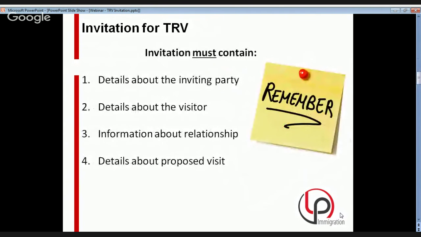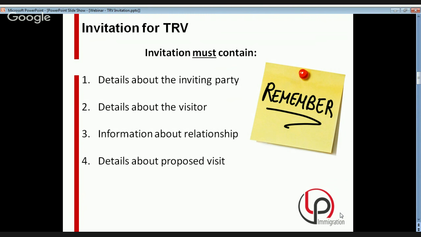So getting back to the document itself, what an invitation letter must contain. Essential information which has to be included in the letter of invitation is as follows. Information about an inviting party, sometimes they are called a host. Information about the visitor who is being invited to Canada, right? So if they're inviting you, it should be information about you, who you are. What is the relationship between you. That's the third point, right?